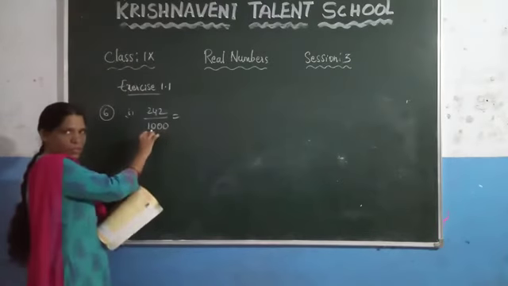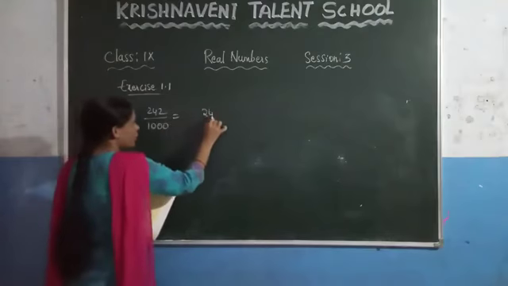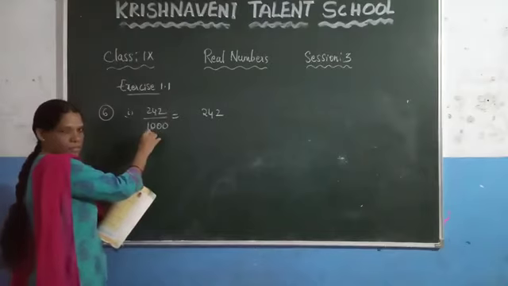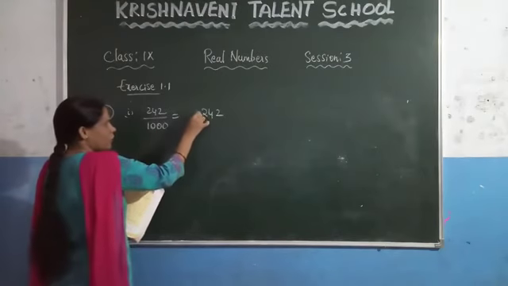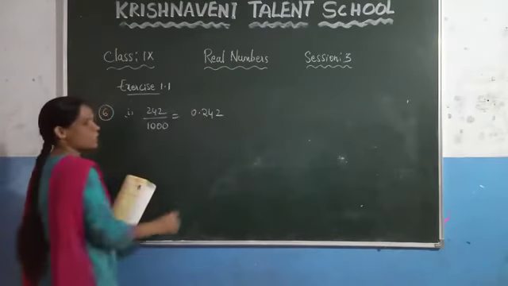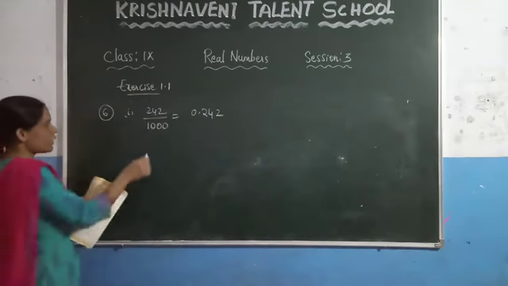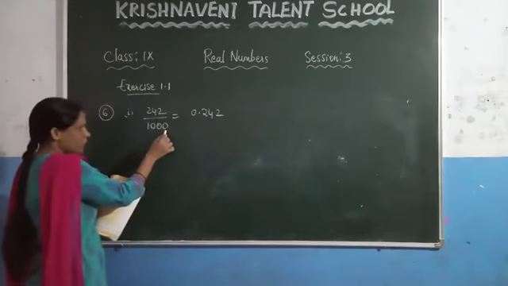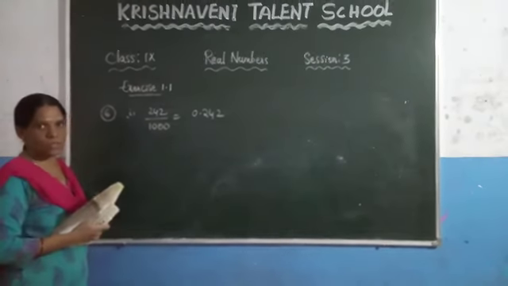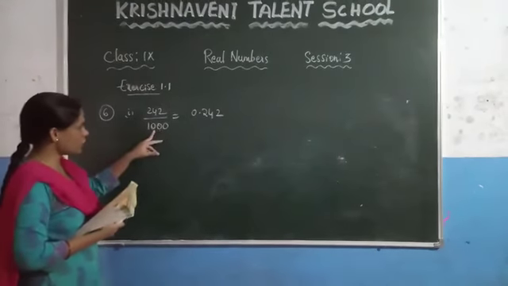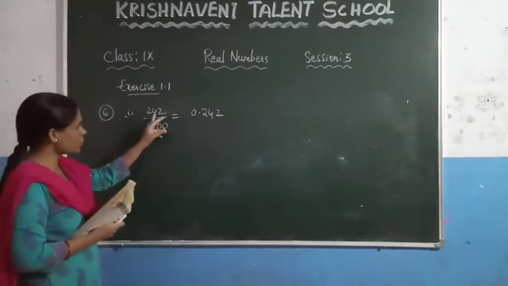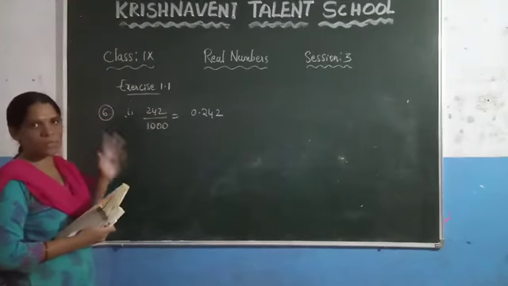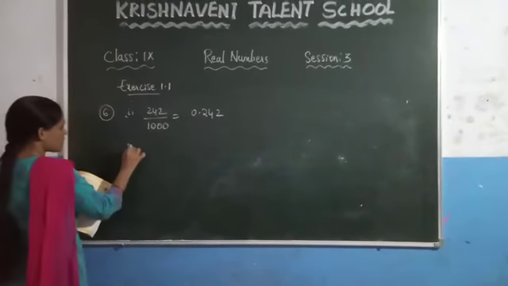1, 2, 3. So write the given number 242, and from the right you have to move 3 digits. 1, 2, 3. Here you have to keep the decimal point. Before that you need to give 0. So you can write 242 by 1000 as 0.242. You need to check how many zeros are in the denominator. Since 3 zeros are there, you have to move 3 digits to the right, and after that keep the decimal point. And now see the second question.